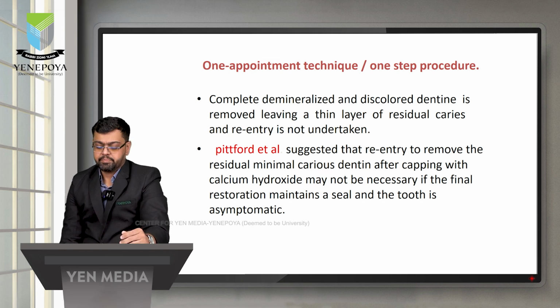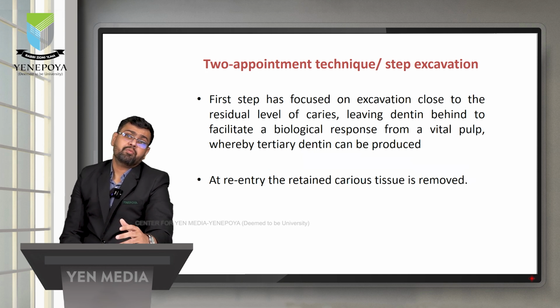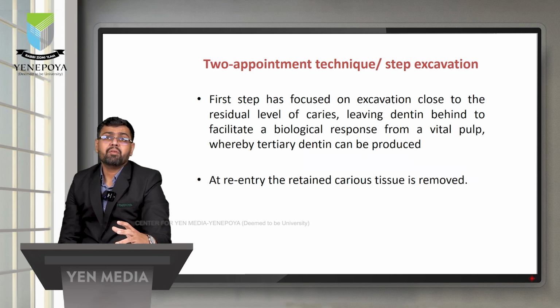there is no need for a re-entry. In the two appointment technique, the first step is focused on excavation close to the residual level of caries, leaving dentine behind to facilitate a biological response from the vital pulp, whereby tertiary dentine can be produced. At the re-entry, the retained caries tissue has to be removed.